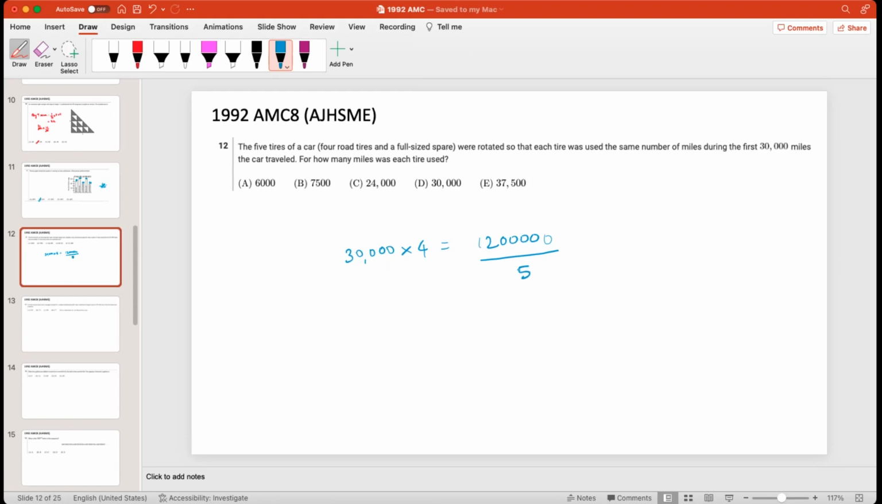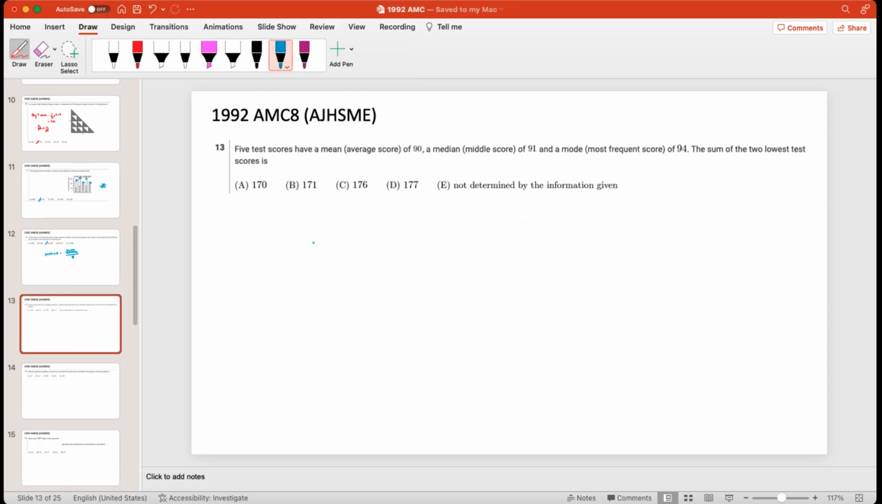So that's what it says. So I'm going to divide like this. So 5 2s are 10, 5 4s are 20, so it's going to be 24,000. So that's C, your answer. Going to the next question.